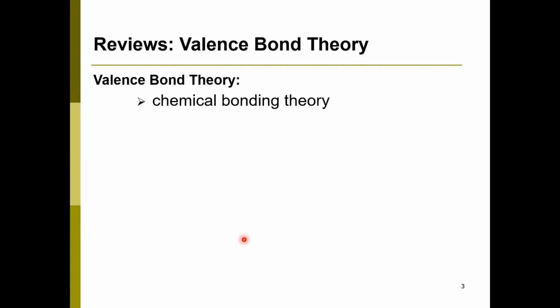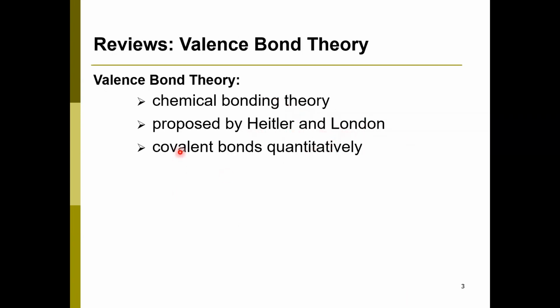Okay, now before going to the real hybrid orbital theory, let's review valence bond theory, which is important. So, what is valence bond theory? Valence bond theory is a chemical bonding theory which was proposed by Heitler and London to explain the covalent bond quantitatively by using quantum mechanics.